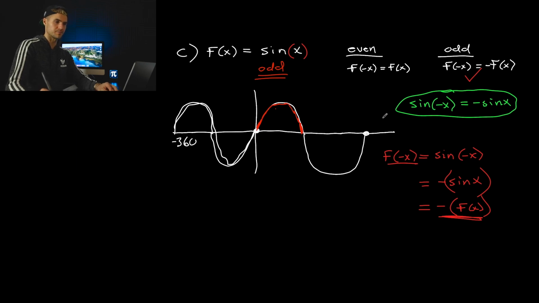It is odd. Okay, so this one I wanted to do graphically first before doing it algebraically, because you do have to know this identity in green. That's what's used to show it algebraically. Now, what about part D?